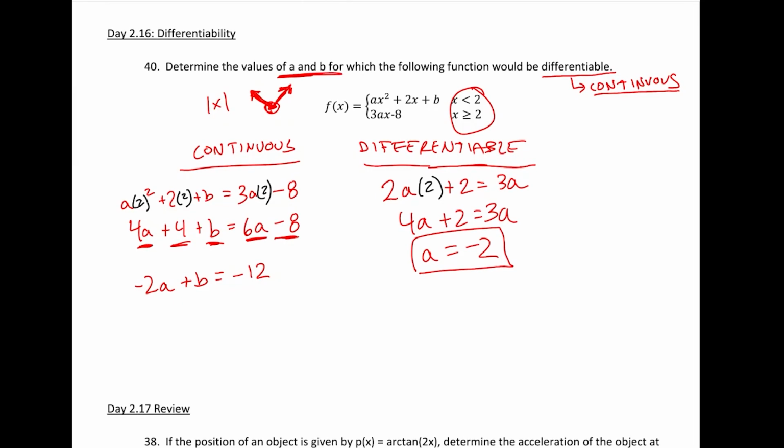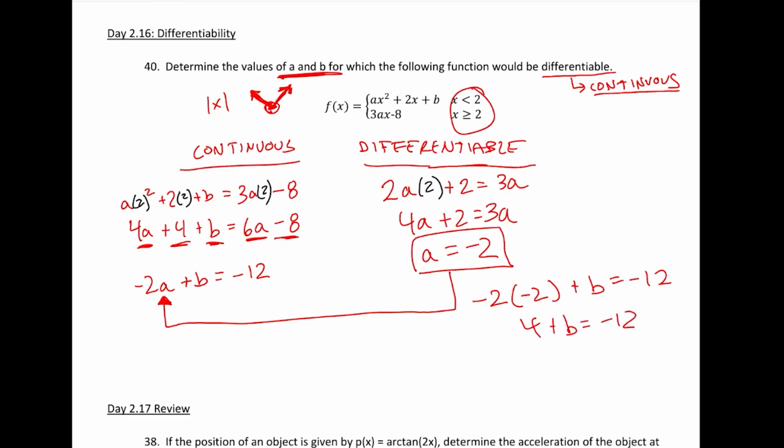Going back to what the original question was, and I know this is a long one, but we're looking for a and b. So we know a, and we know a relationship between a and b from the continuity of the function. So we can use substitution to solve for that b. Negative 2 times negative 2 plus b equals negative 12. So 4 plus b is negative 12, and so b is negative 16. So now we've got a, we've got b, we've solved the problem.